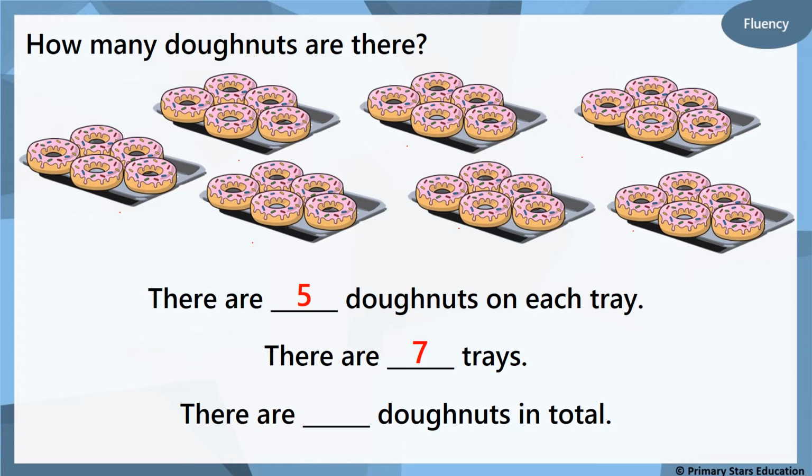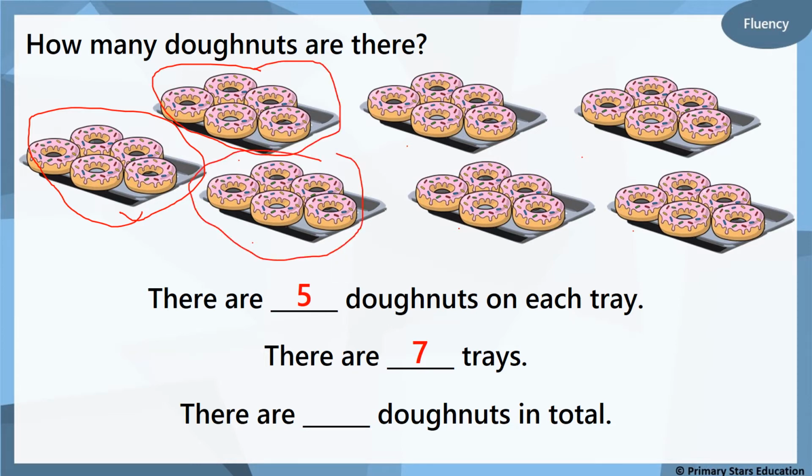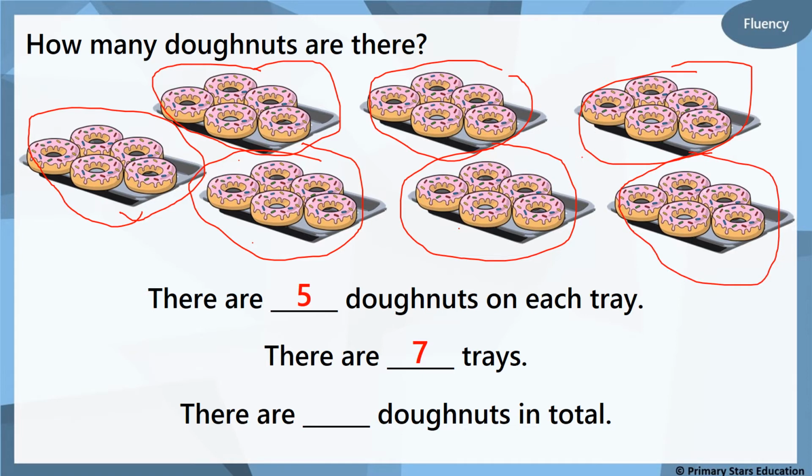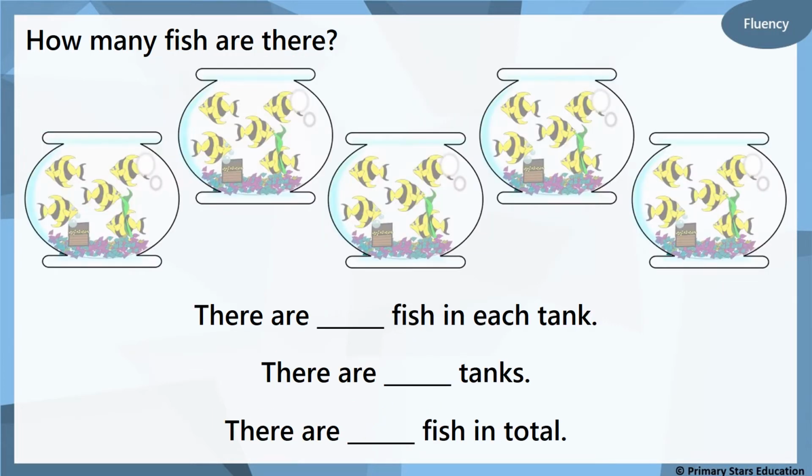Okay, have you had a good go at that? Let's try it together, counting up in fives. Ready? 5, 10, 15, 20, 25, 30, 35. There are 35 donuts altogether. It's much quicker for us to count them in fives because they've been grouped into fives equally, instead of us counting 35 individual donuts.